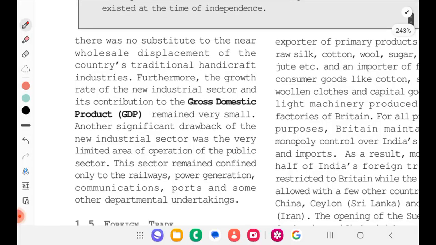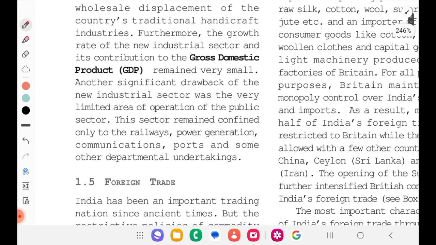Another significant drawback of the new industrial sector was the very limited area of operation of the public sector. This sector remained confined only to the railways, power generation, communication, ports and some other departmental undertakings.